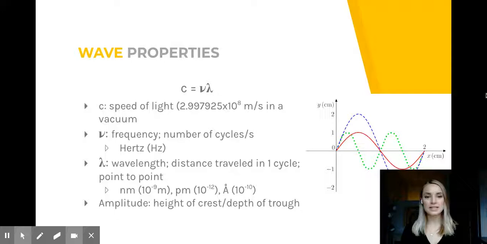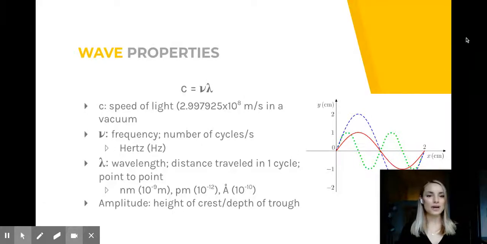And here is a nice little depiction of several different waves. If we compare the green with the blue wave, this is a great example of the inverse relationship between frequency and wavelength. The green wave, we can see, has a much higher frequency, but its wavelength, so if we look from this point to this point, is much smaller than that of the blue wave. The blue wave has a much lower frequency, fewer cycles per second, but the wavelength, so from there all the way to there, is much greater. As frequency increases, wavelength decreases.